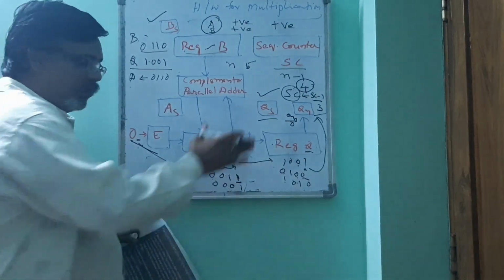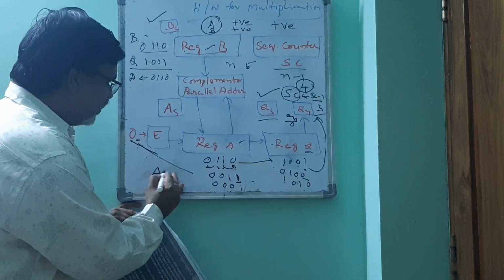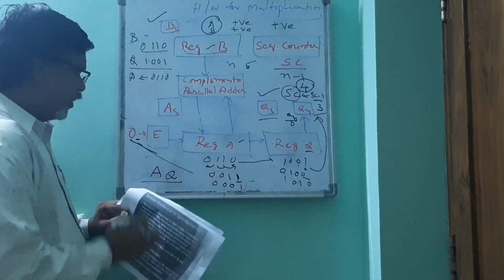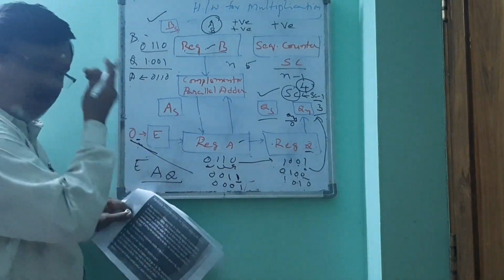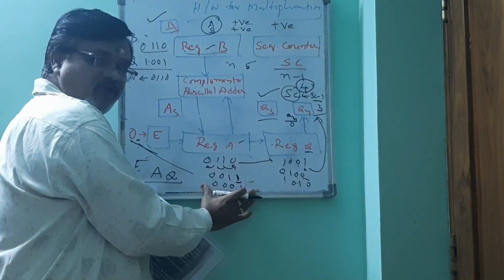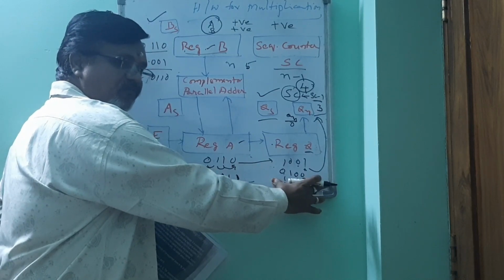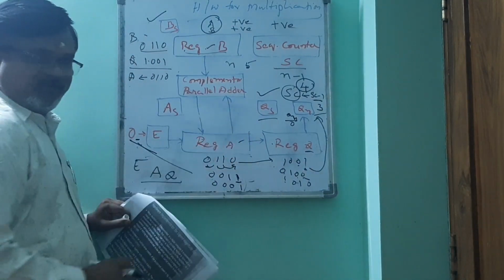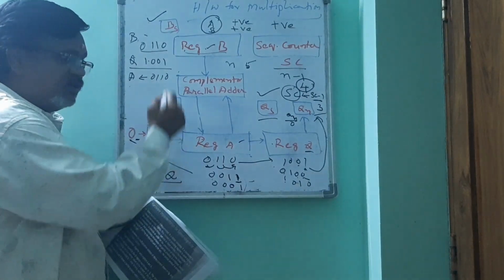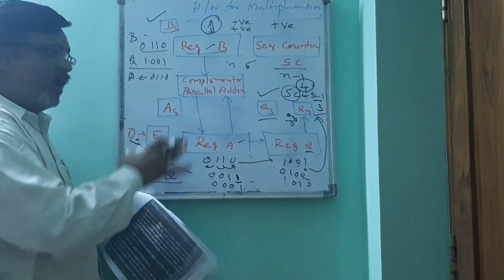The moment the sequence counter becomes 0, we will write the final result as AQ. AQ means, of course, EAQ. E always will be 0. AQ means whatever the remaining value of A with the resultant value of Q. How this result will be produced, we will check out with a flow chart and one example.